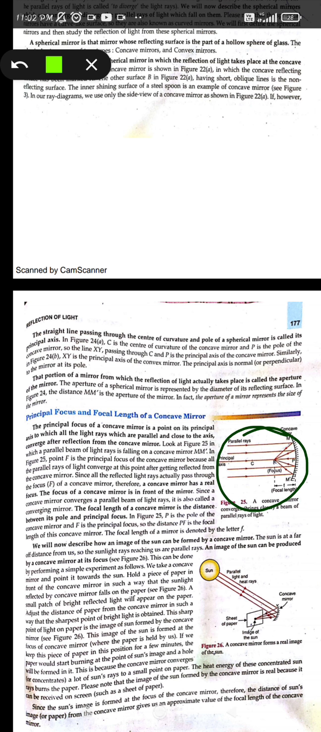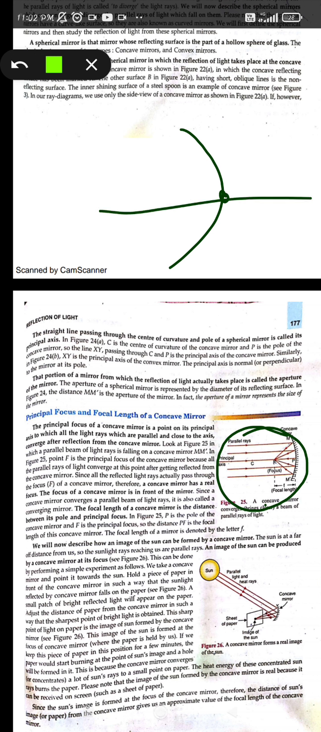That point is said to be focus, that is principal focus. It is denoted by the letter capital F, and C is the imaginary center of that sphere from where this mirror is taken as a part. So we can say that the light rays converge to a point or meet at a point, and the distance between this point and the pole is said to be the focal length, and pole is the center of the mirror, okay, through which this principal axis moves.